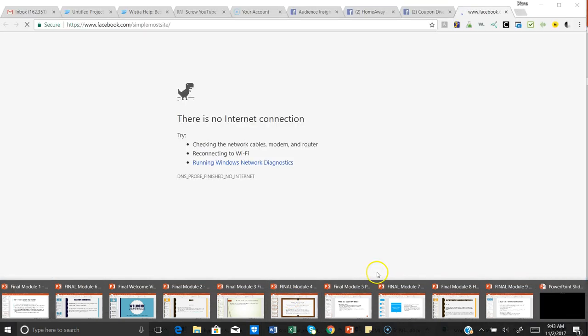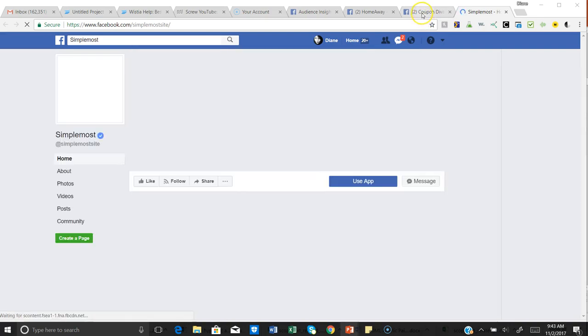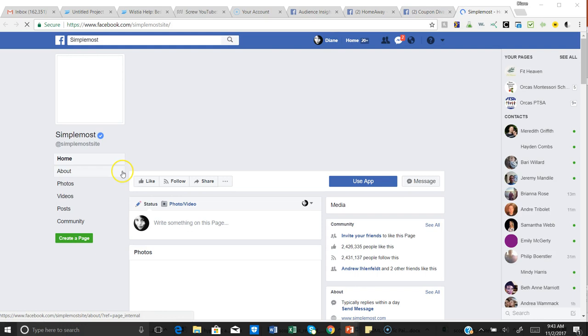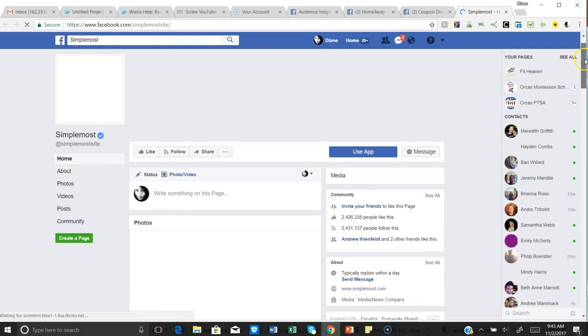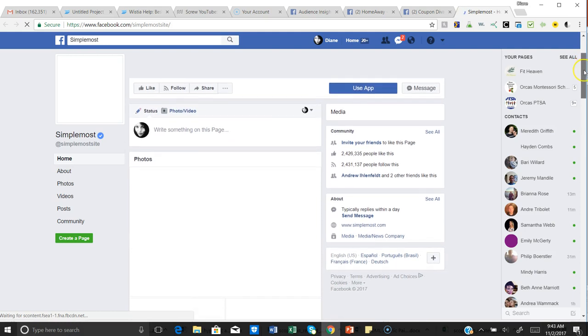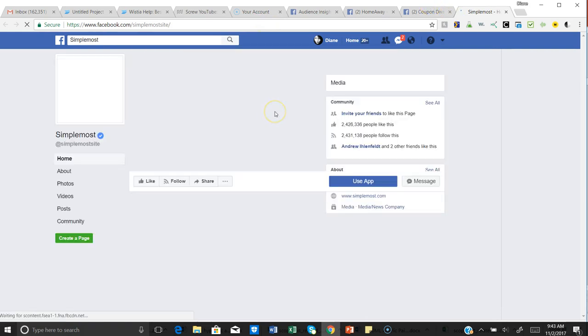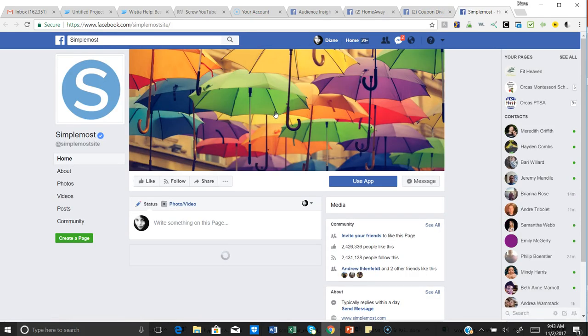Let's see here. Oh, there it goes. Okay, let's see what we have here. Well, it takes forever to load. Let's see. Okay. I'm going to give it like 10 more seconds. If it doesn't load, here we go.